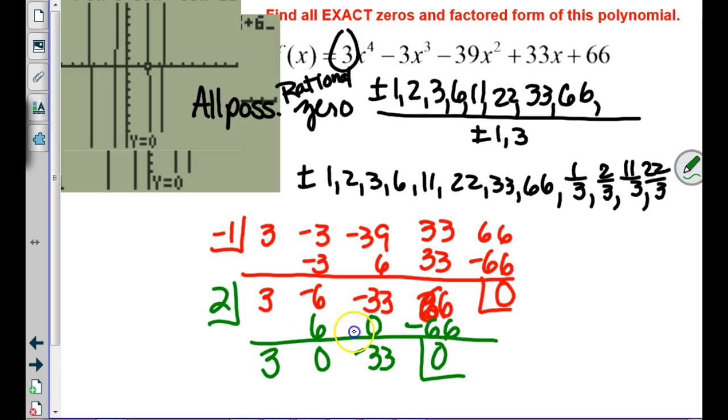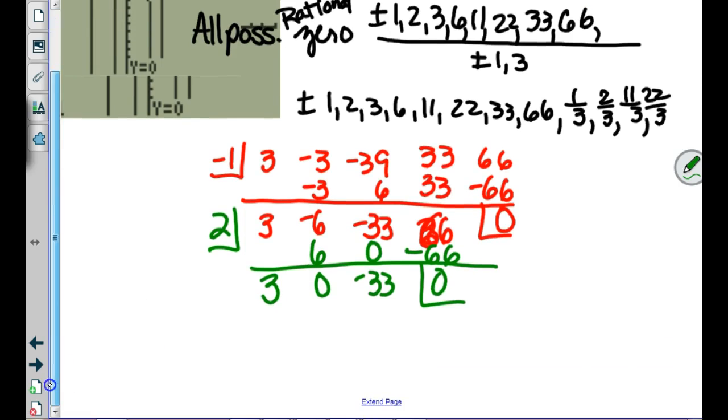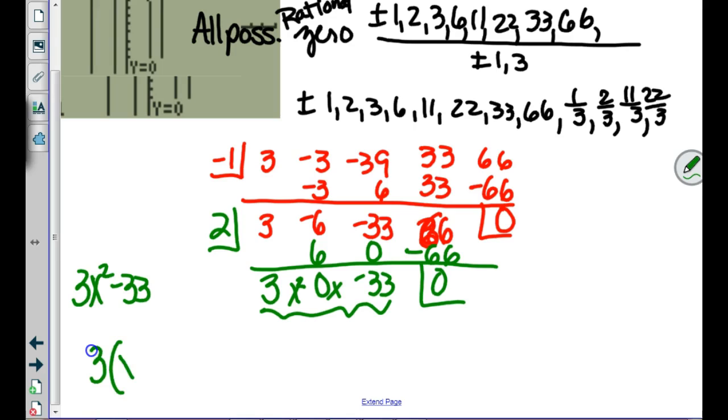Okay, how do you write the factored form? This says, yes, this is a 0, this is an x, this is an x squared. Okay, so that says 3x squared minus 33. Is that factored? What can we do? So we have a 3. x squared minus 11. Does that factor further? No. Okay, are we done?